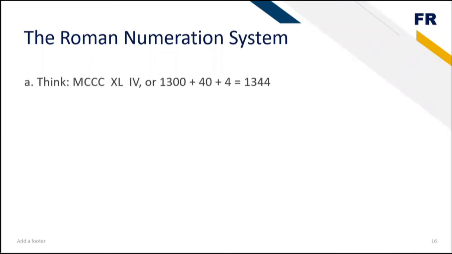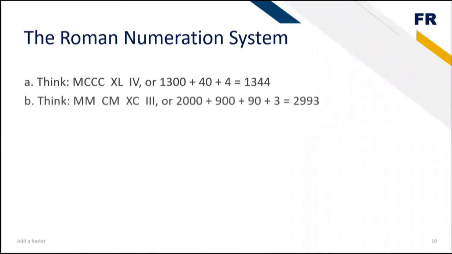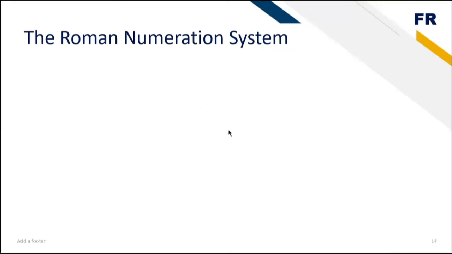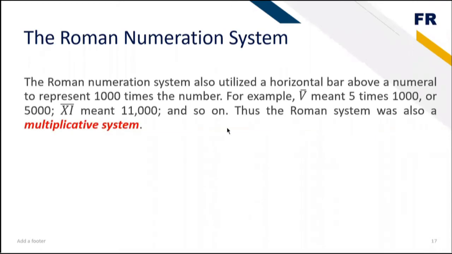Think MCCXLIV, or ito yung kumbaga separation ng position ng Roman numeral, di ba? So kaya yung MCC ay magiging 1,300. Then yung XL ay 40 at yung IV ay 4. Kaya 1,344. Then yung MMCMXCIII, MM is 2,000. Then yung CM ay 900 at yung XC ay 90 at yung III. Kaya 2,993. Then yung CC, that is 200. XL 40, IX 9. So we have 249.